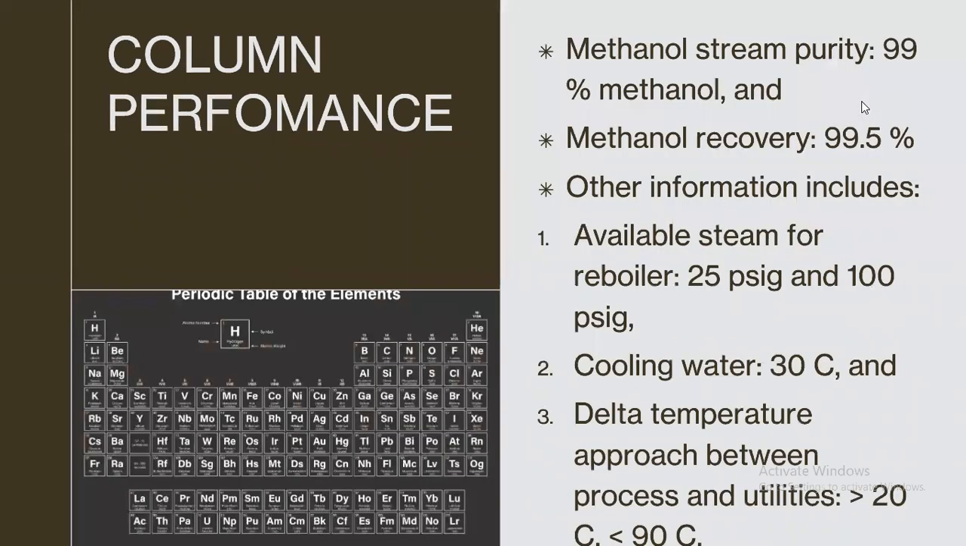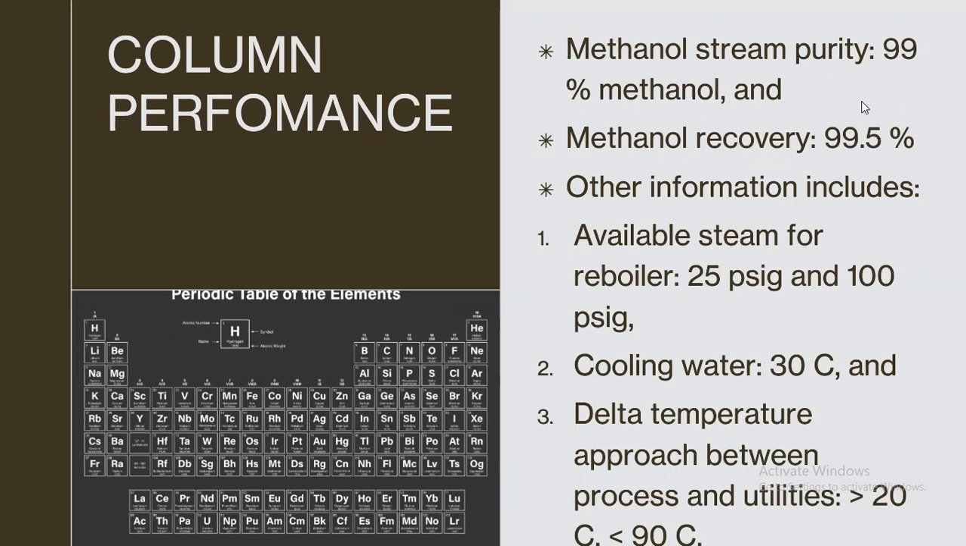Column performance. So in this case, methanol is the low boiling component, so you find it in the distillate, whereas the water, you find it at the bottom. So the methanol stream purity, which is the distillate, needs to be 99%. The methanol recovery needs to be 99.5%. That simply means whatever weight is in the feed, 99% of that should be found in the distillate.